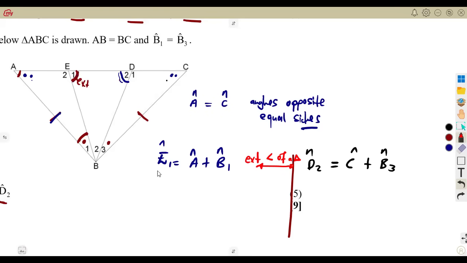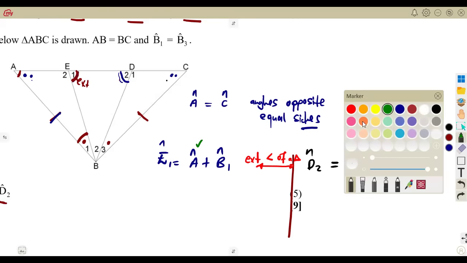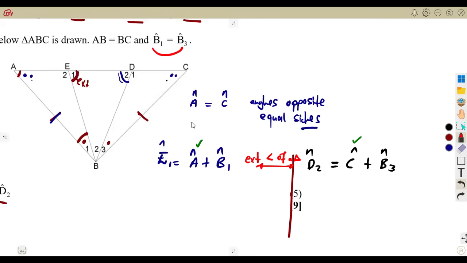So how can we see that angle E1 is equal to angle D2? Because this is not enough. We know that angle A and angle C are equal. What about angle B1 and B3? If B3 and B1 are equal, are they equal? Remember, we're already given that B1 is equal to B3. So this one is already given. So these two are also equal. Angle B1 and B3 are equal.